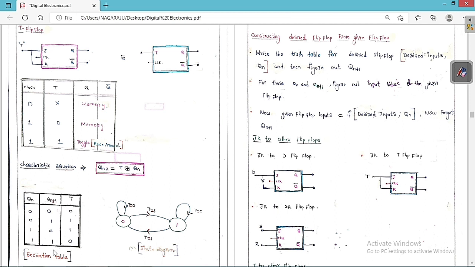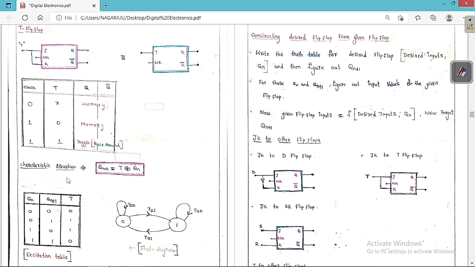So this is called the excitation table. If you want to change the output from 0 to 0, you have to give input T is equal to 0. From 0 to 1, you have to give T is equal to 1. From 1 to 0, you have to give T is equal to 1. And from 1 to 1, you have to give T is equal to 0. So this is the excitation table and this is the state diagram.